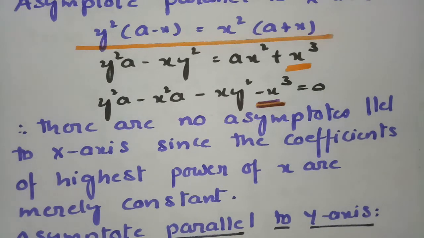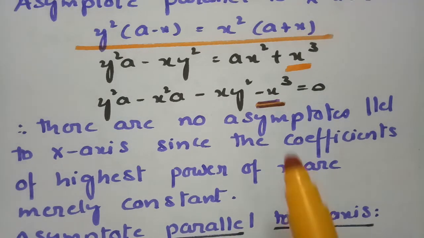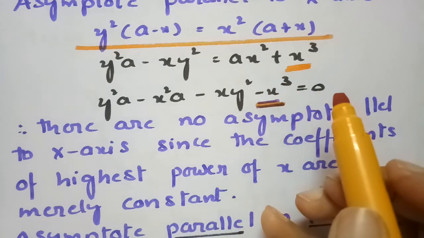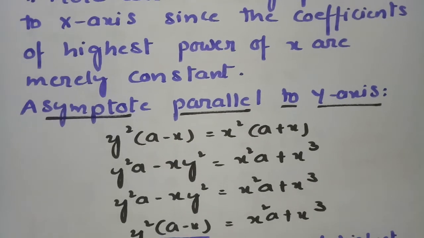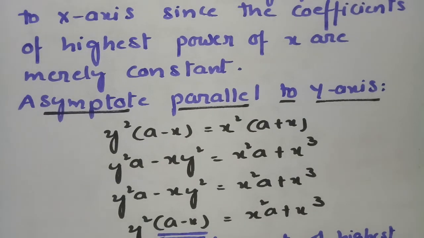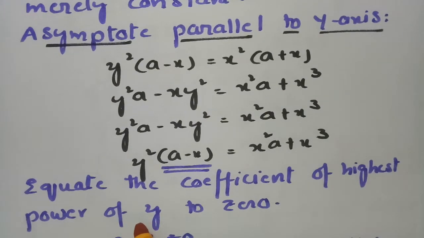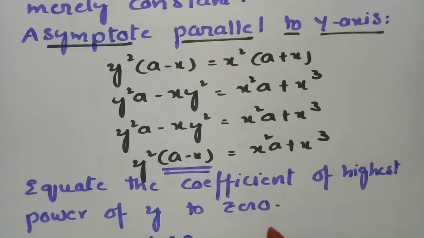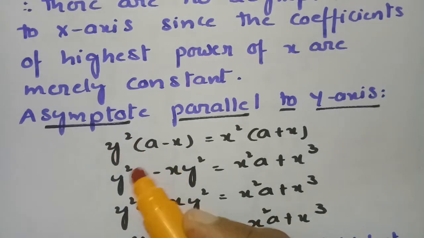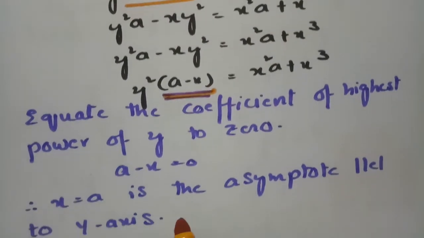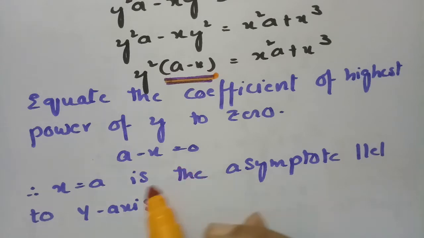It's very clear that there are no asymptotes parallel to x-axis since the quotient of highest degree term of x are merely constants. And the next one, asymptotes parallel to y-axis. Now we have to equate the quotient of highest degree term of y to 0. So here if you observe, this is the highest degree of y and the quotient here is a minus x, and it's very clear that a minus x we have to equate to 0, and x is equal to a is an asymptote parallel to y-axis. So we got an asymptote.